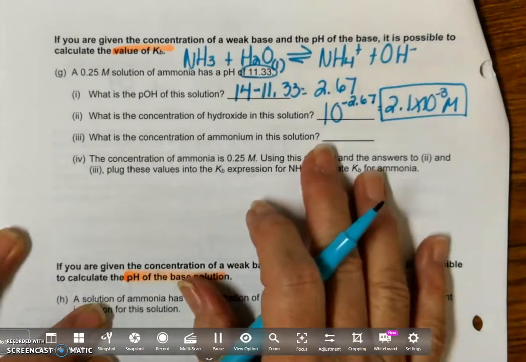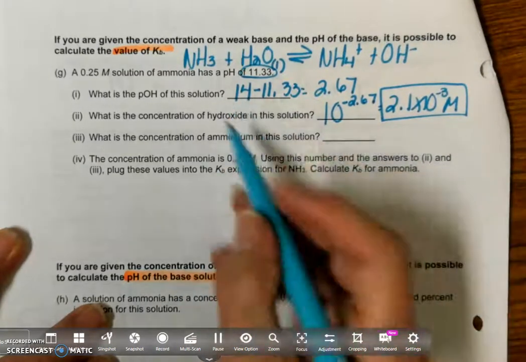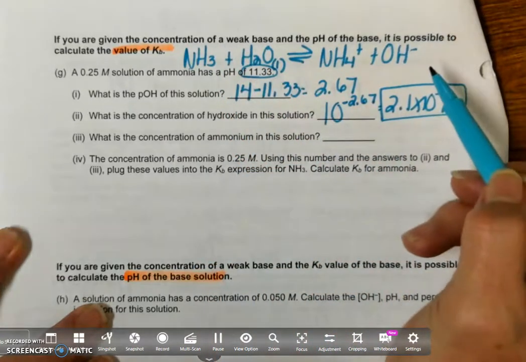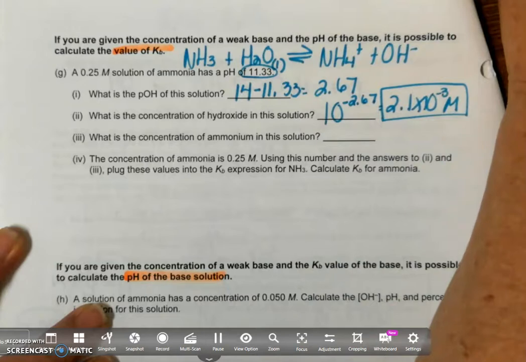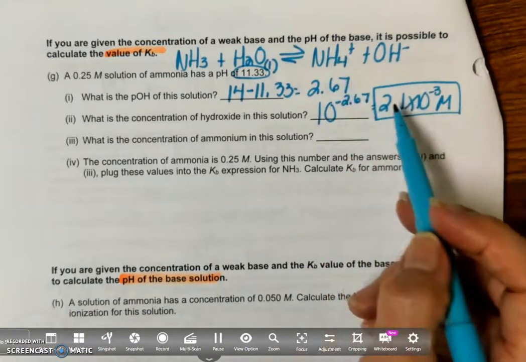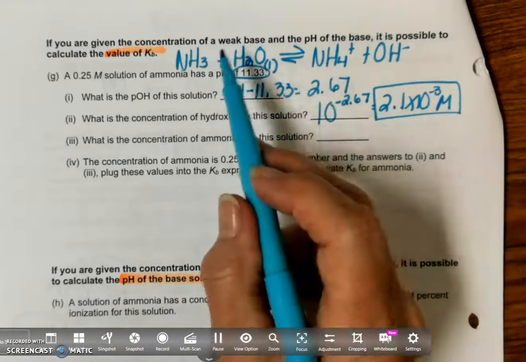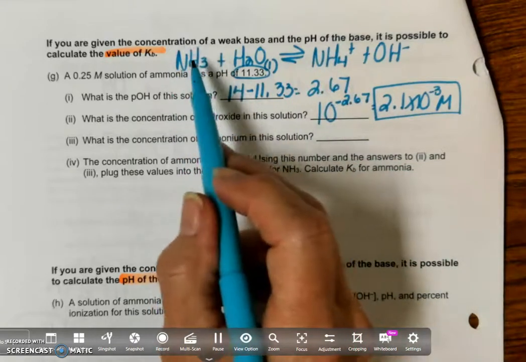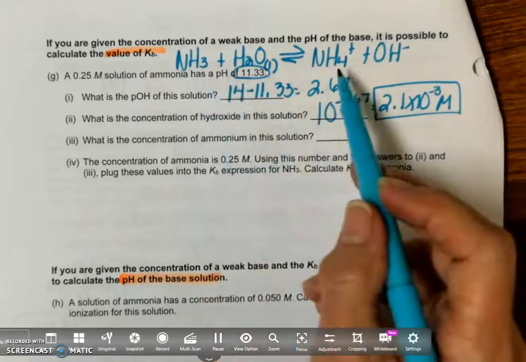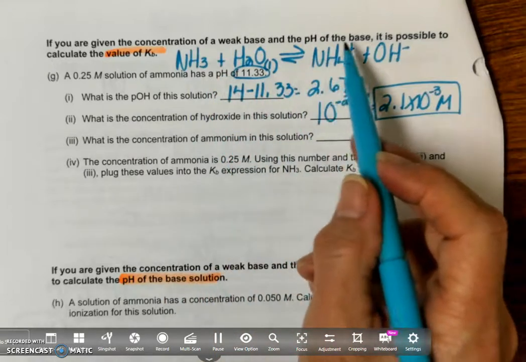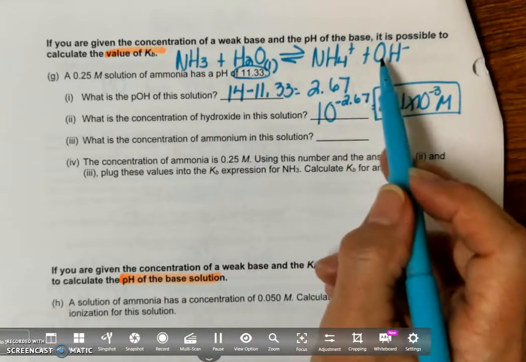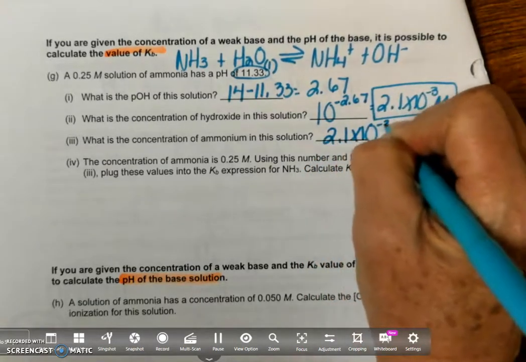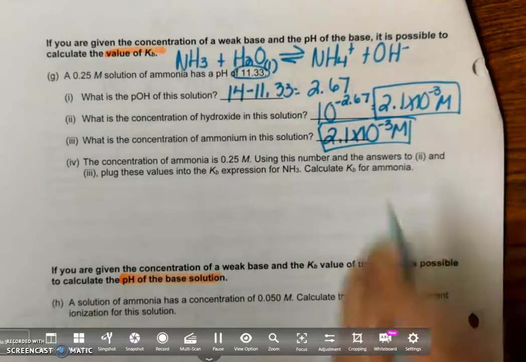So what is the concentration of ammonium in solution? Remember that we talked about this with weak acids. If I create hydroxide, and this is the concentration, then I have to create equal amounts of this. So when I put this in water and it reacts with water, equal amounts of ammonium and hydroxide are formed. So this must be 2.1 times 10 to the minus 3 molar.